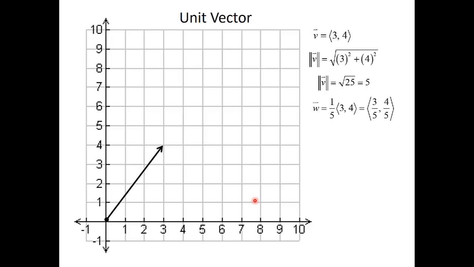Let's check out what the magnitude is. We would have 3/5 squared plus 4/5 squared. That's 25/25, which is 1. The square root of 25/25 is 1. So we have this vector, and we divided it by its magnitude, and what we get is another vector down here that has the same direction, only its magnitude is 1. This vector's magnitude is 5. This vector down here, this is a unit vector.